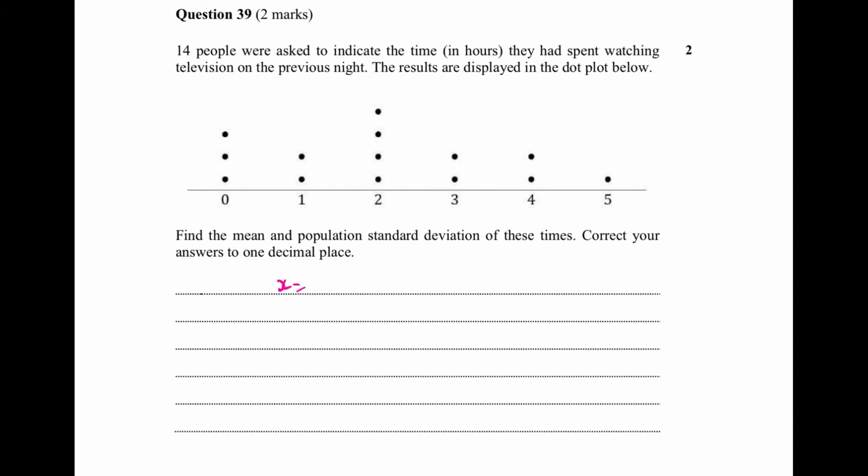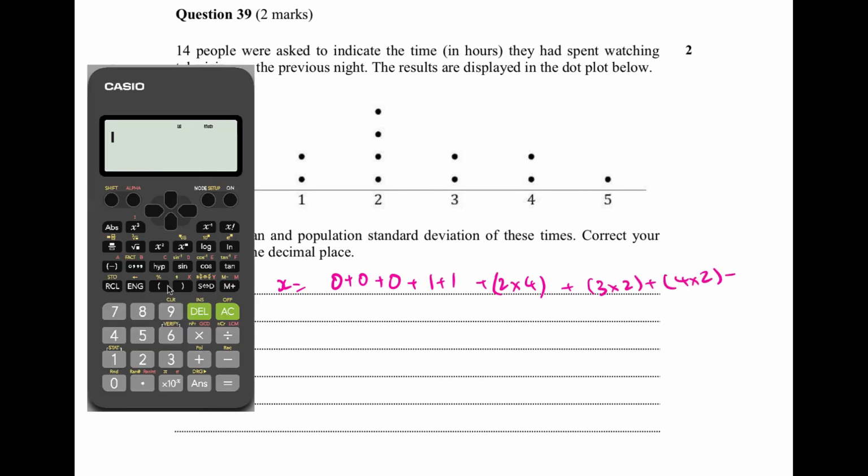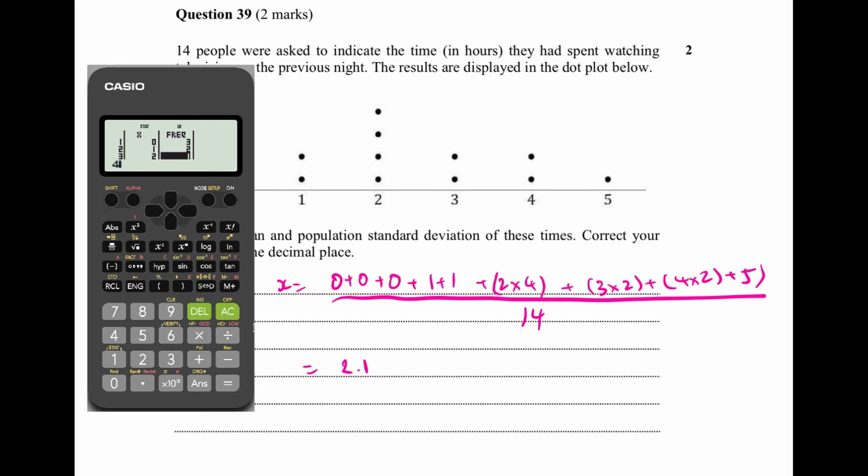So for your average, I'm going to simply do 0 plus 0 plus 0 plus 1 plus 1 plus 2 times 4, I'm not going to plug that in, plus 3 times 2 plus 4 times 2 plus 5, and that is all over 14. Now obviously I would expect you to do this on the calculator, and I'm going to show that now. So I'm going to put in all the data into my calculator, and then to find the population standard deviation, we get 1.5.